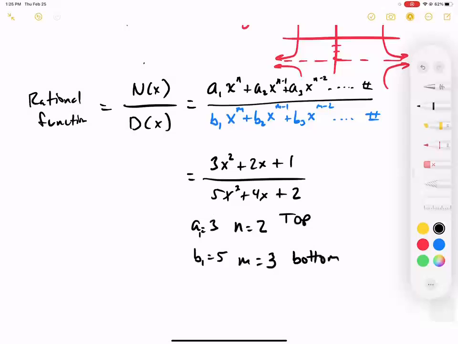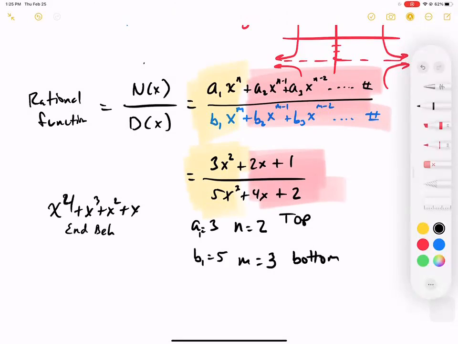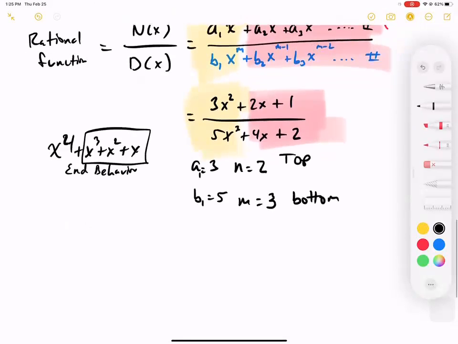Because when I'm looking at a horizontal asymptote, all I care about is the front part of the equation. I do not care about anything else. If you remember, when we were graphing x to the fourth plus x cubed plus x squared plus x, when I'm graphing end behavior, do we care about the rest of the problem? No, we just care about the front term, my leading term. That's all we care about when it comes to end behavior.